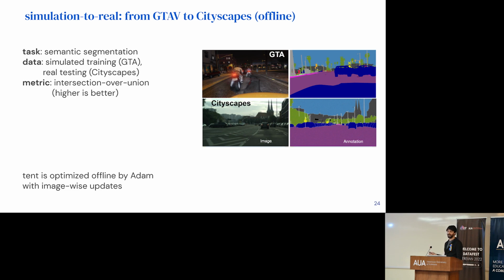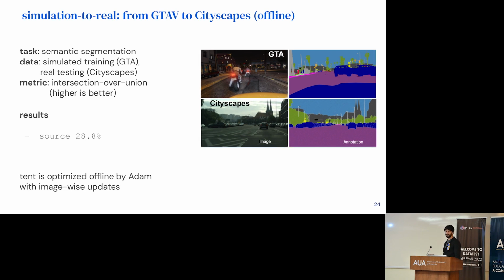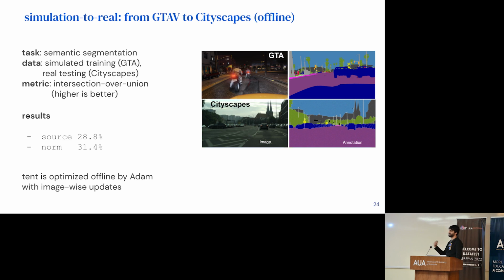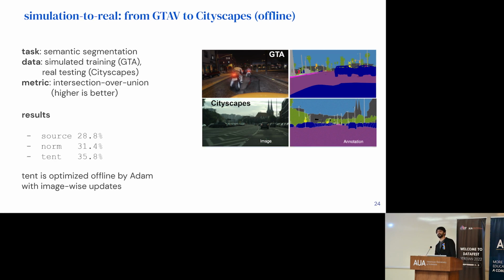So here the metric is intersection over union, where higher is better, unlike all the error rates I showed you before. So again, we have a source model of a certain intersection over union. Think of it like accuracy, pretty low, 28%. By just updating the normalization, we can get up to 31%, and with tent, we get up to 35.